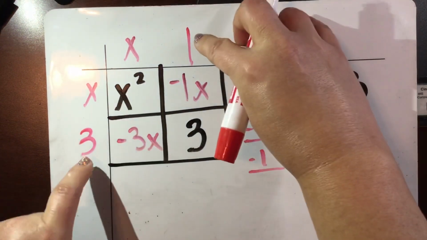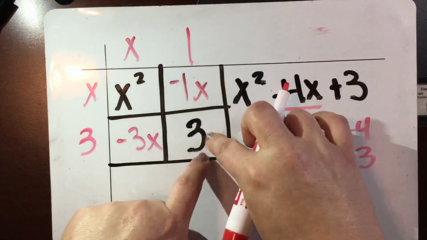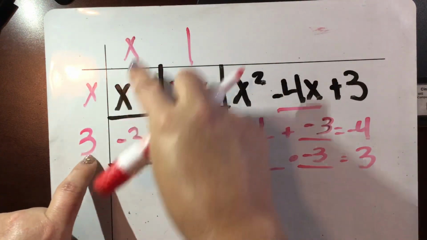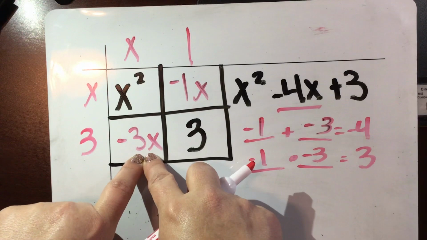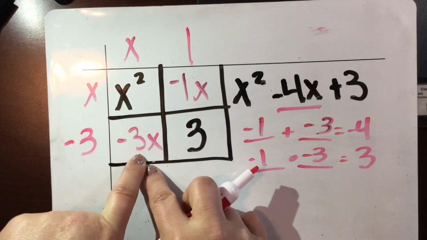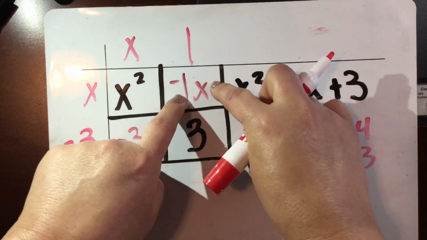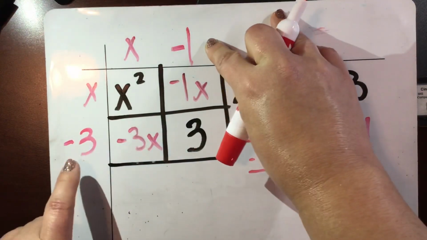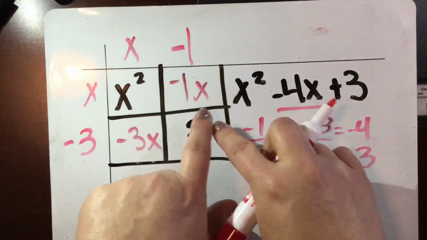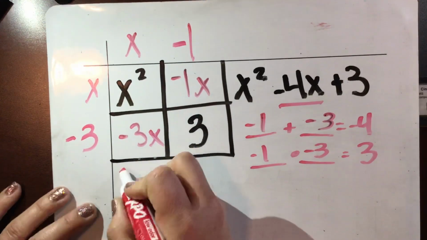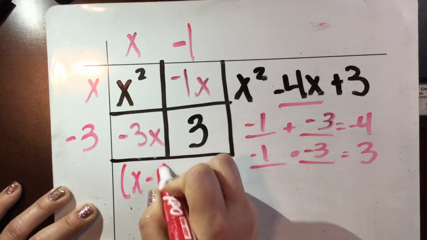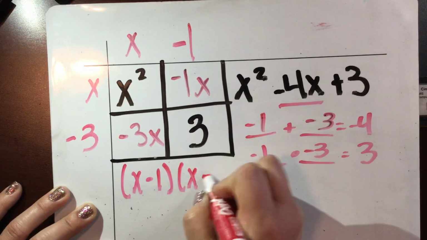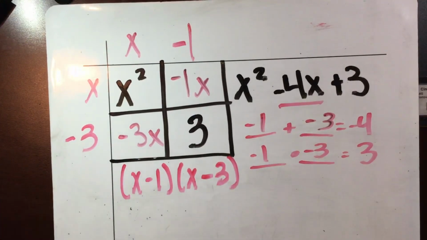So I can check by saying, does 1 times 3 make 3? Yes. Oh, but 3 times x doesn't make negative x. So this must need to be negative. And x times 1 is not negative 1x, so that means this needs to be negative. And then I can verify one more time, negative 3 times negative 1 does indeed give me a positive 3. So my factors for this are x minus 1 and x minus 3.